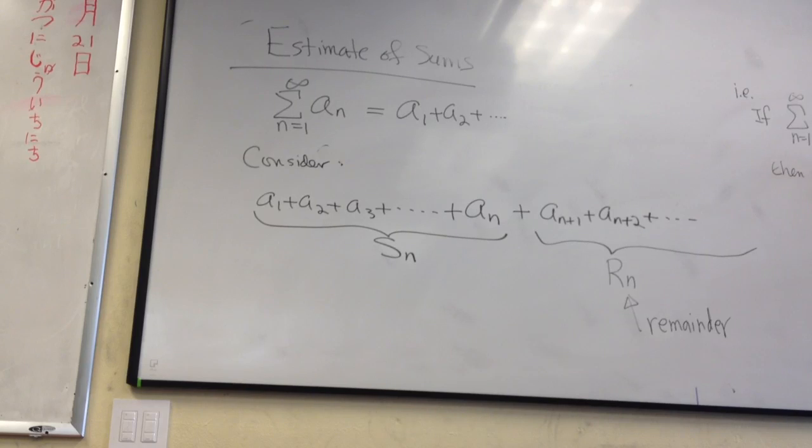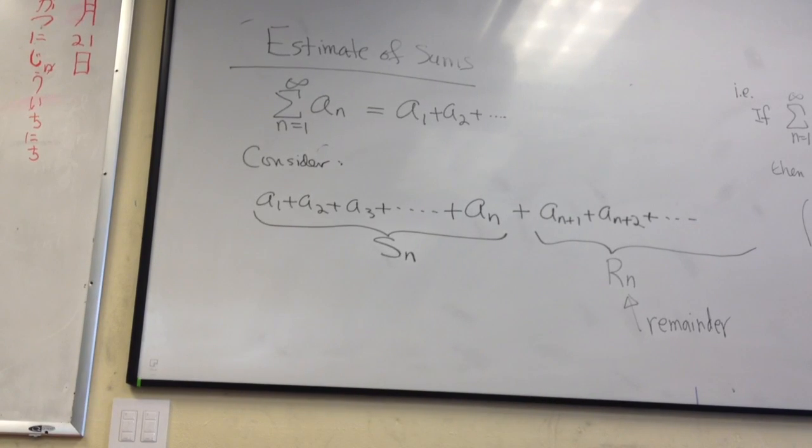Then the remainder is defined as how much more after the nth partial sum, in order to arrive at S. So this is, i.e., S, the final sum, is indeed equal to the partial sum plus something, and that something is called the nth remainder.